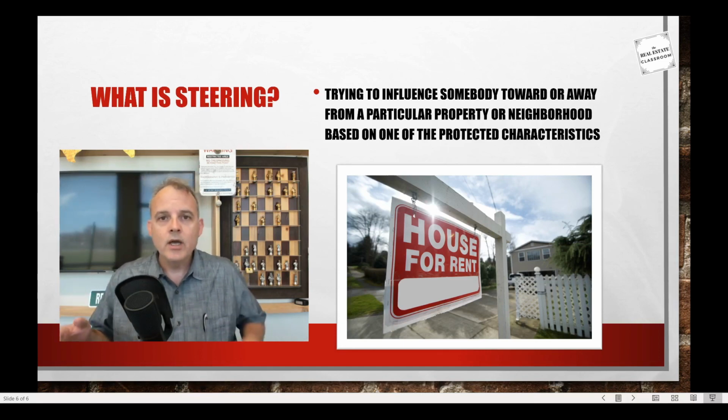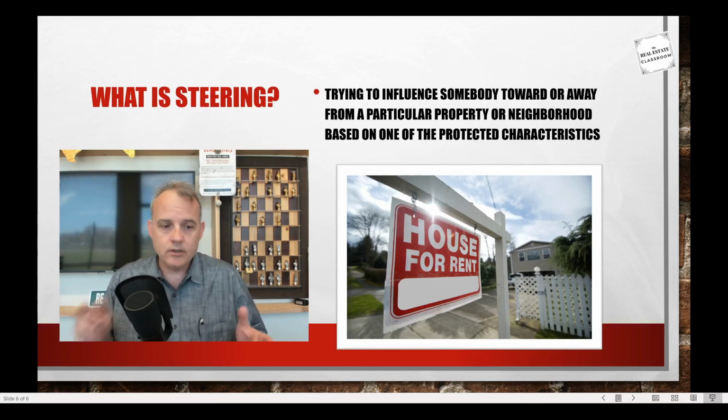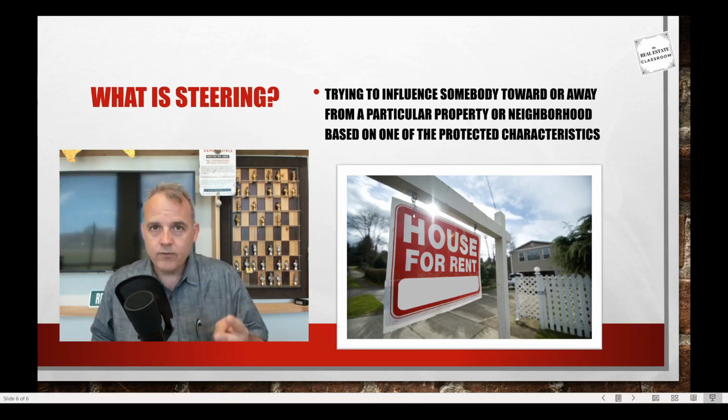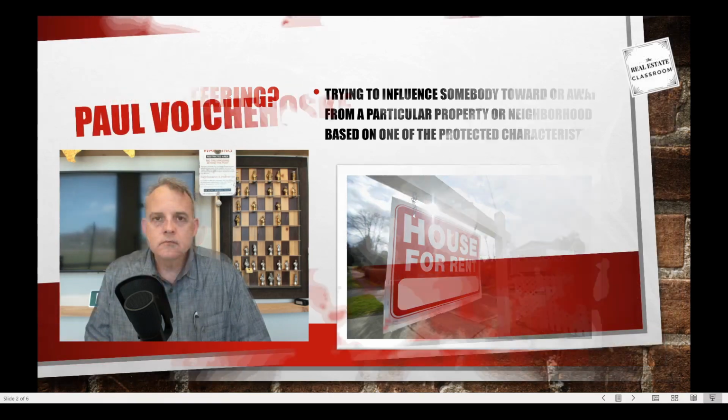All right, so those are 4 key real estate terms. Again, steering, panic peddling, blockbusting, and redlining. Those 4 you have to know. Commit them to memory, because there's a high probability you're going to have those on your real estate licensing exam.